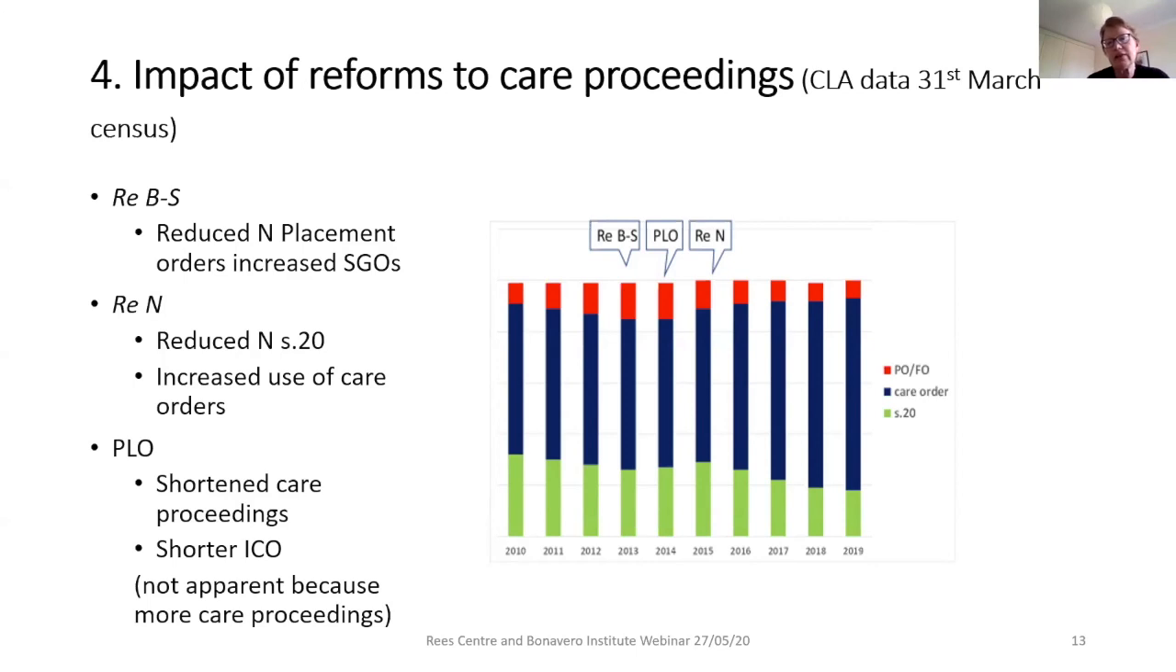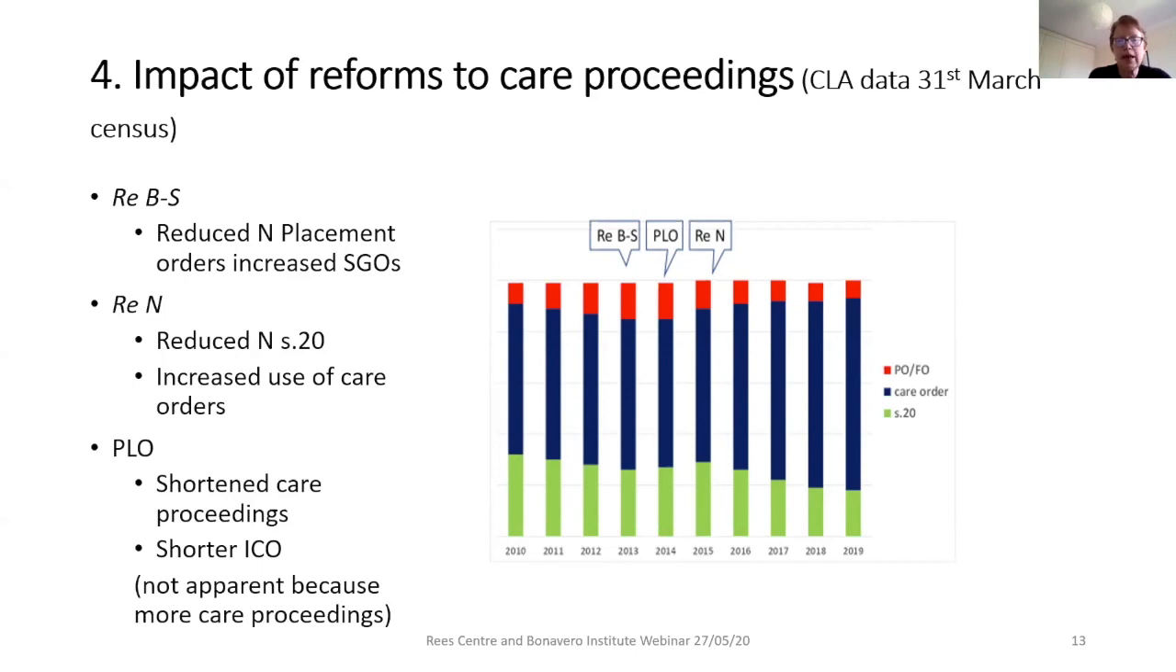So we can see the use of Section 20 declining over that period. We can see the use of placement orders declining following Re B-S, quite a substantial decline. But we can't see anything about how the PLO has really impacted on care proceedings. We can see more care orders, but the PLO shortening care proceedings, having shorter ICOs, isn't visible at all.